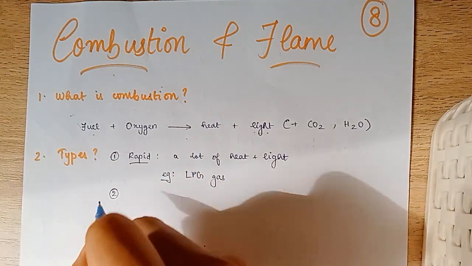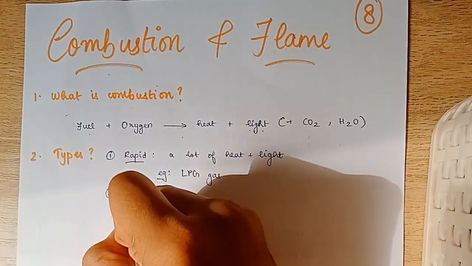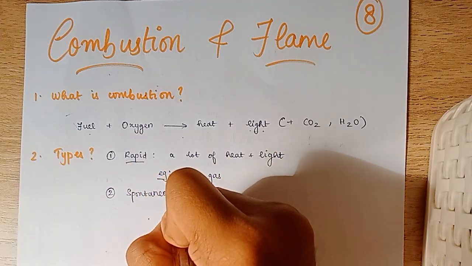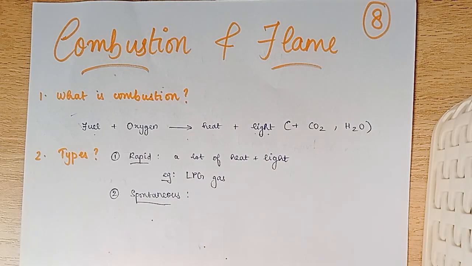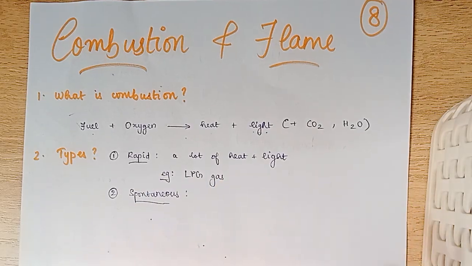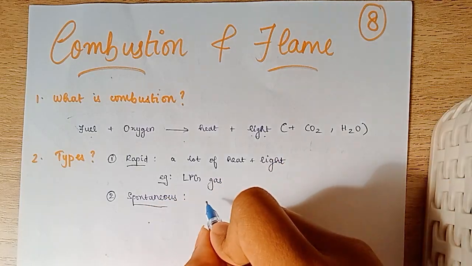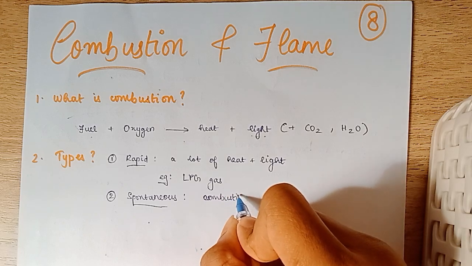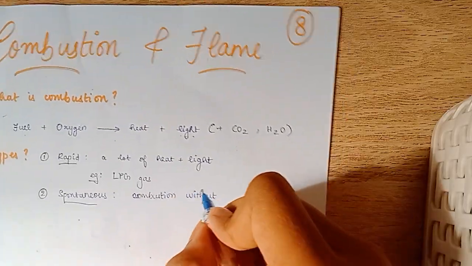Now, what's the second type of combustion? The second type of combustion is spontaneous combustion. What is spontaneous combustion? A substance catches fire on its own. So when a substance catches fire on its own without any external flame, it is called spontaneous combustion. So, combustion without external flame.